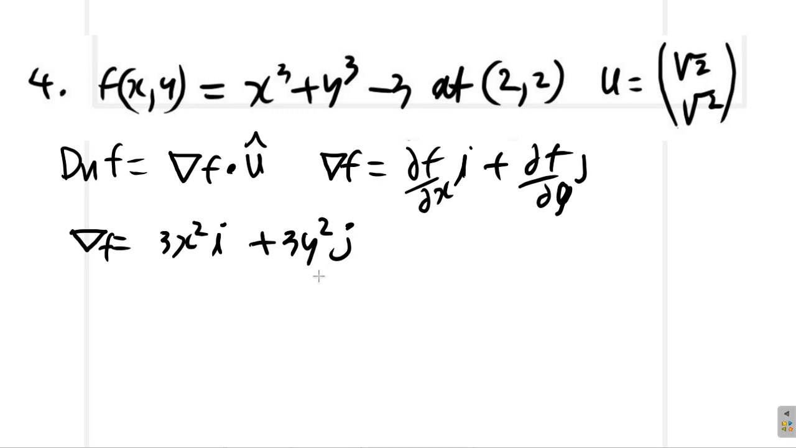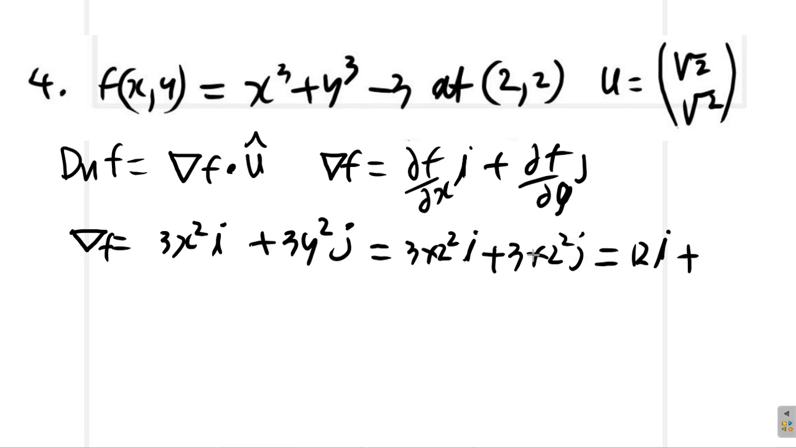Now, we are looking at it at these particular points. So at (2, 2), it is 3 times 2 squared i plus 3 times 2 squared j, which is what? 2 2's are 4, 4 3's are 12, 12i plus 2 2's are 4, 4 3's are 12j. Okay. So that's what we have as a gradient vector.